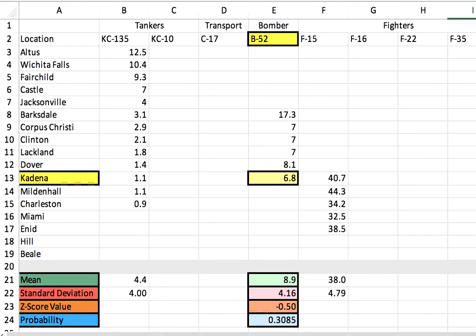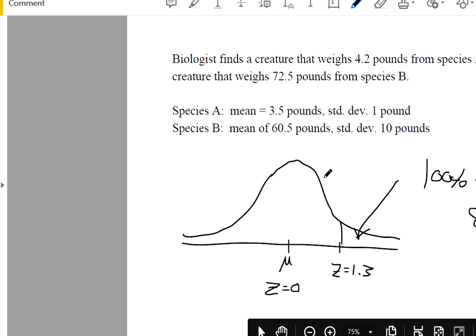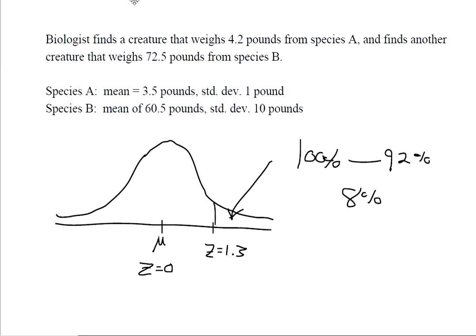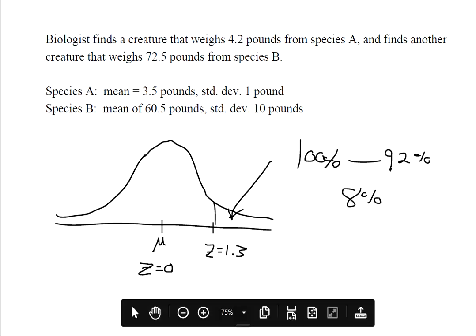It's assuming, if you can safely assume that it's normally distributed, then the probability tells us the chance that if you were to pick any one of the B-52 bombers, it would be just as low or just as high as this one. Okay.